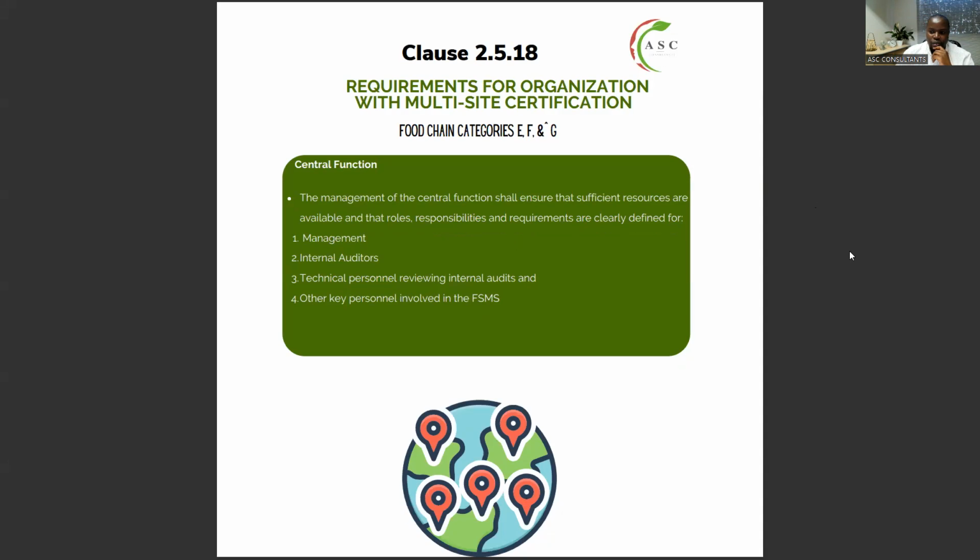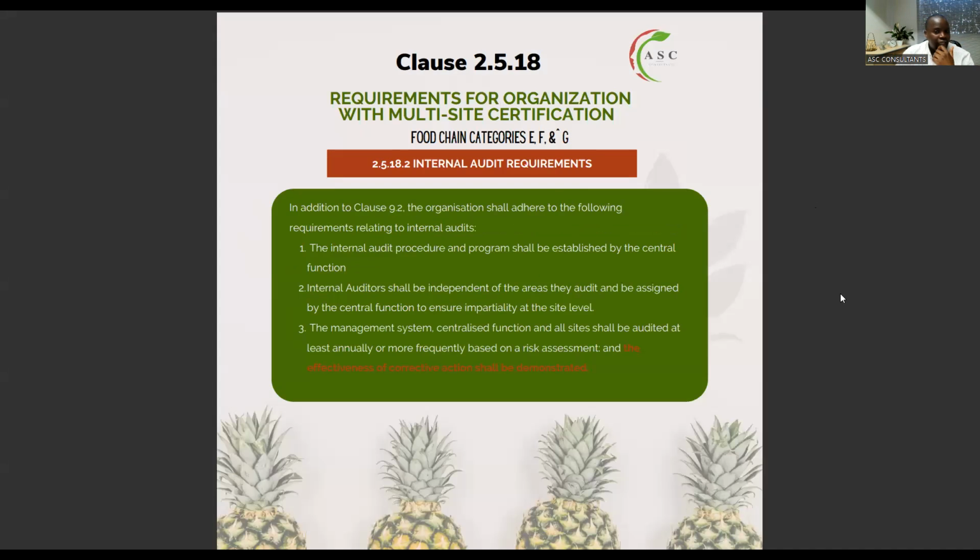So that is the key requirement. Another one is the internal audit requirements. In addition to clause 9.2 of ISO 22000 that deals with internal audit, the organization shall ensure that they adhere to the following requirements, where the internal audit procedure and program shall be established by the central function, which will then be your head office, and internal auditors shall be independent of the areas that they audit and be assigned by the central function to ensure the impartiality of the site.